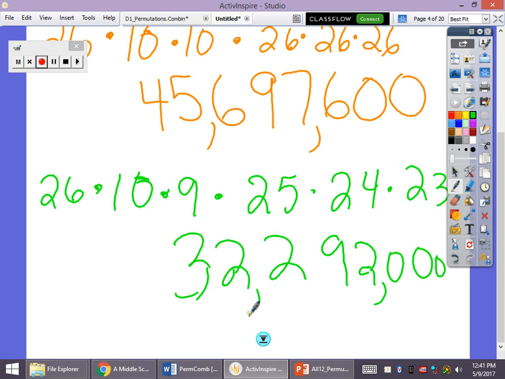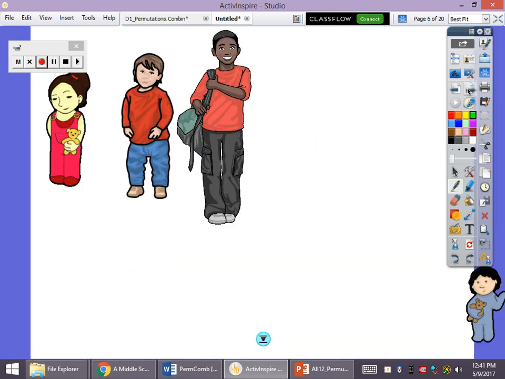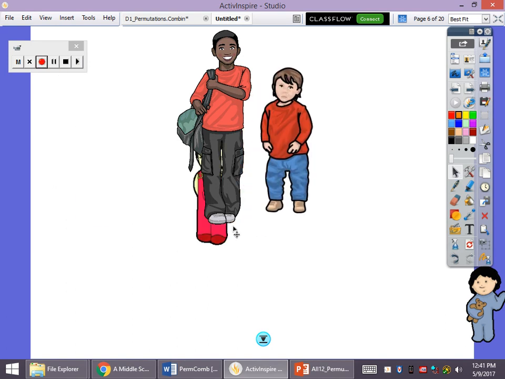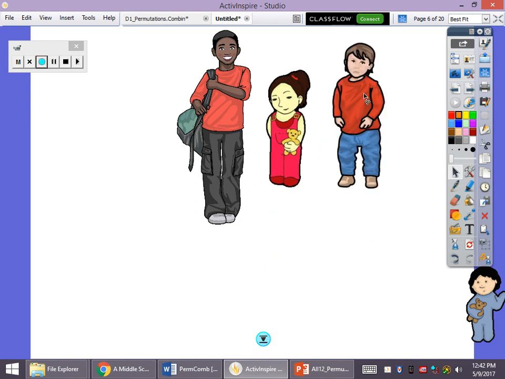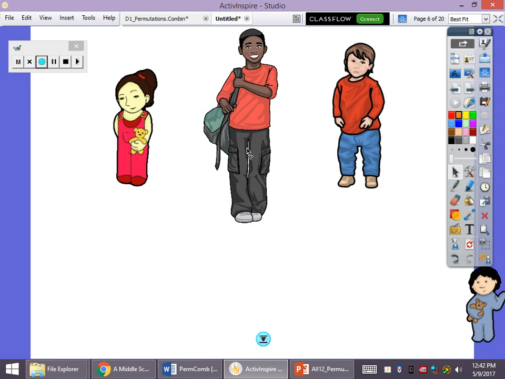So let's look at my friends Jack, Bob, and Alice. And they're going to line up for class, okay? So one order would be Jack, Bob, and then Alice. I could go Jack, Alice, Bob, right? I could go Alice, Jack, Bob. You get the idea, correct?